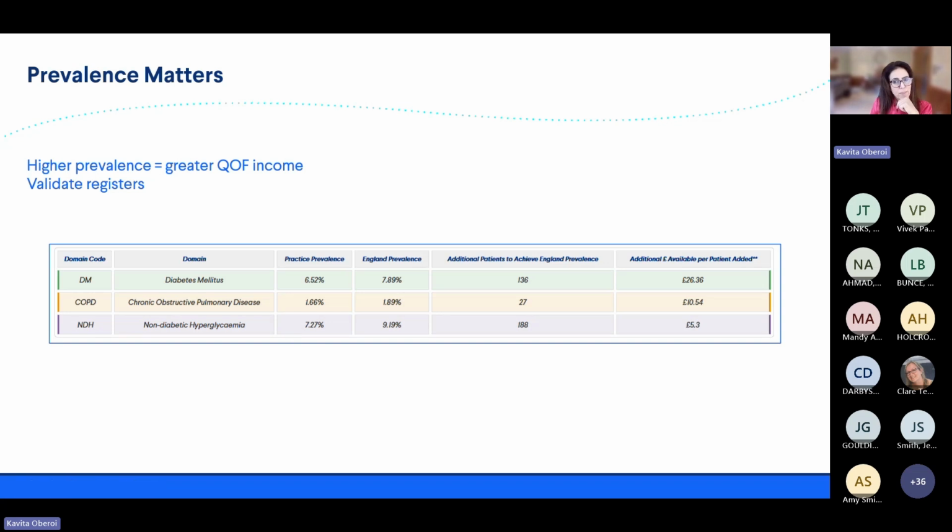And prevalence also really matters, because we're working with some practices currently where actually they've hit all of their domains. I think some of the focus on prevalence has moved away, but that's the next step to maximise your income. What we're finding when we're doing coding work for practices is that these are not new patients. They are there, they have been managed, but they just don't have that label in the clinical system. So again, which areas can you perhaps do some coding activity to maximise the value of the QOF point where you've hit a lot of the indicators.